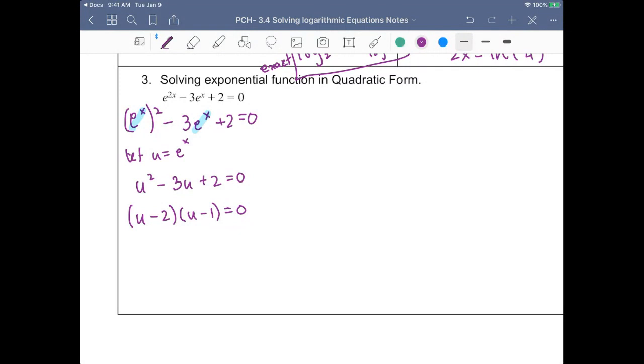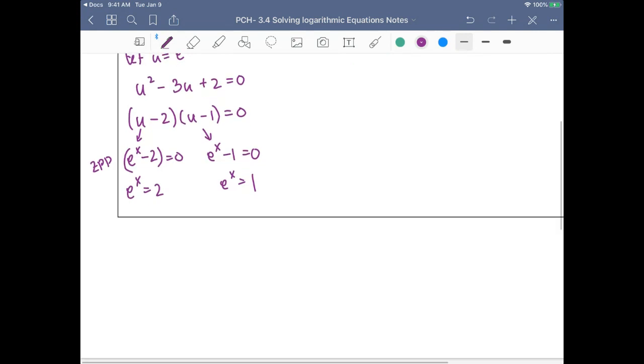Now I'm just going to go ahead and replace this u back with e to the x. So e to the x minus 2 is equal to 0, and e to the x minus 1 is equal to 0. So we're going to use our zero product property. So I get e to the x equals 2, and e to the x is equal to 1. Next, we are going to solve for x. So you can either snail or you can ln both sides.